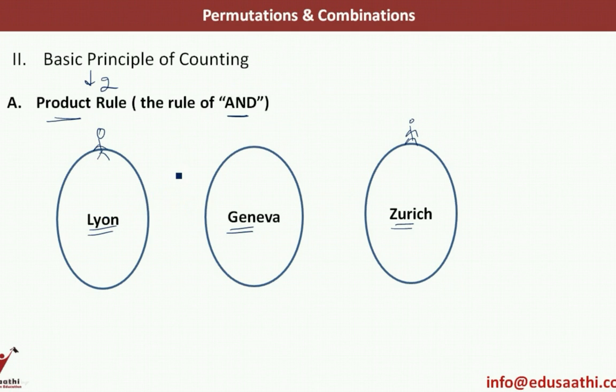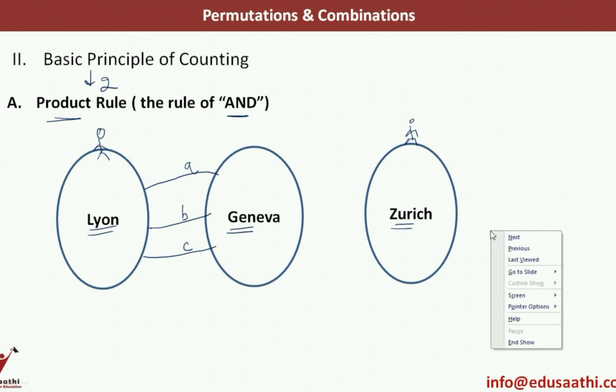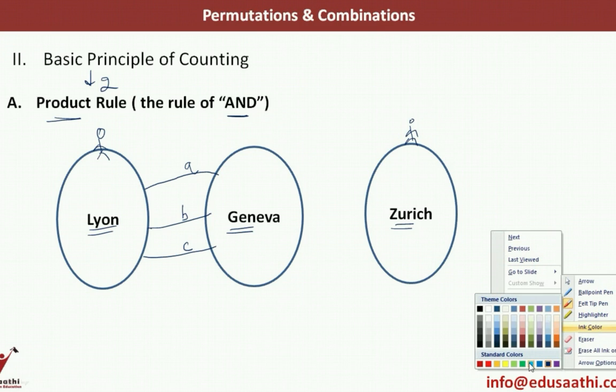So for example, let's assume that I have 3 ways of going from Lyon to Geneva. Let's label this way as A, this as B, and the third way as C. Just a minute, I'll just change the ink color so that it's more clear.